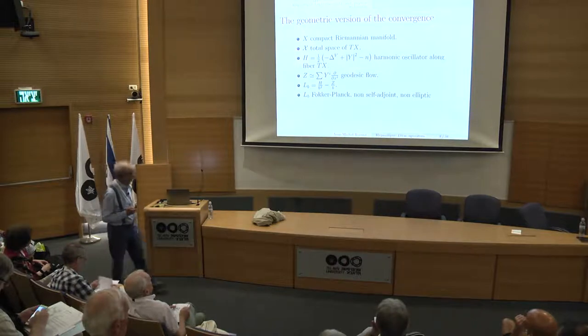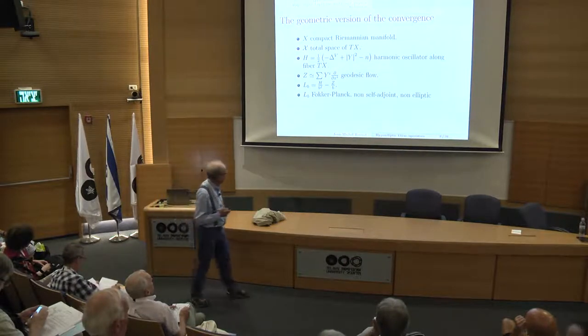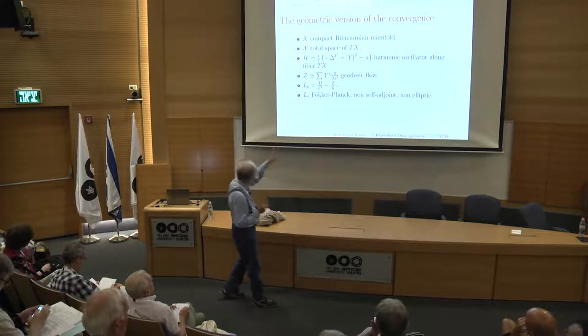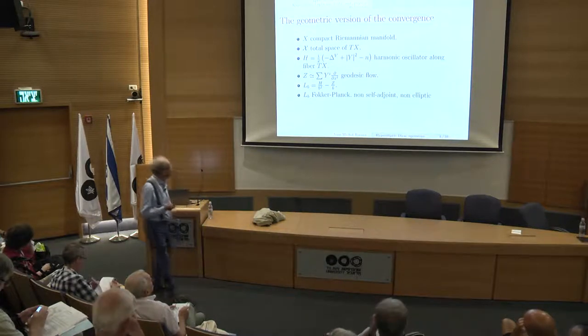So this sort of operator is known as Fokker-Planck. It is non-self-adjoint because of the presence of the vector field. And it is not elliptic.